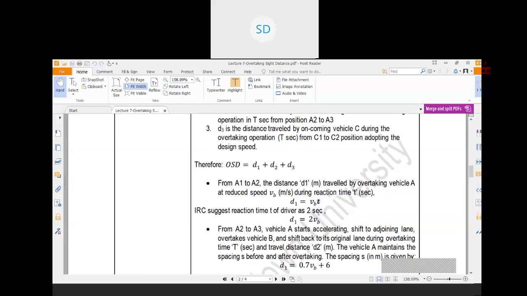Just remember one thing: in the stopping sight distance, we considered our reaction time as 2.5 seconds. But in the overtaking sight distance consideration, we consider our reaction time as 2 seconds.